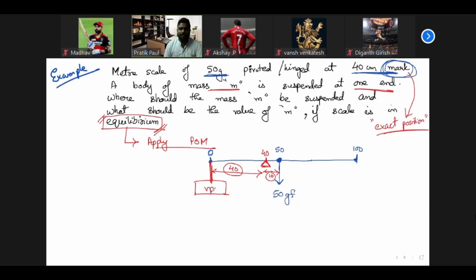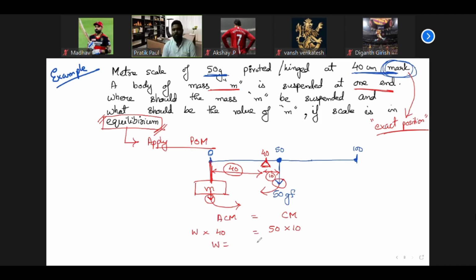This weight is acting in the downward direction, arrowhead towards the pivot. So, this is producing anti-clockwise moment, and this side force is producing clockwise moment. Anti-clockwise is nothing but, now will I write m? Please don't write m. It's better if you write some random weight w into 40, which is equal to 50 into 10. Why am I writing w instead of mass m? Because it gives me the weight to find. But since it is an objective paper, it doesn't matter. You can write m also and you can solve your question.